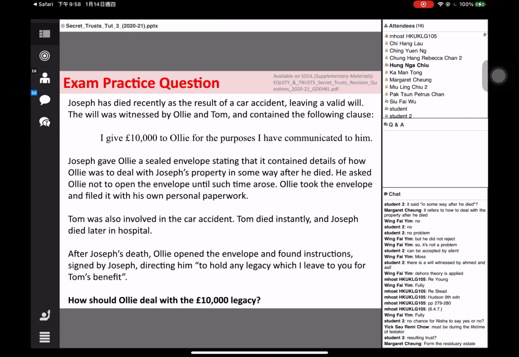If you haven't read it, I'll give you 1 minute now. If you haven't read this already, just familiarize yourself with those facts. Just have a quick read for 1 minute.